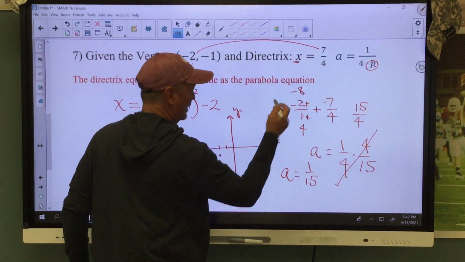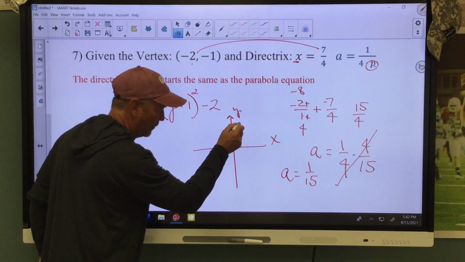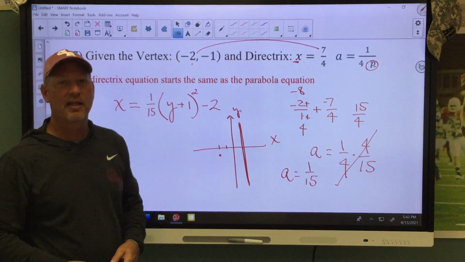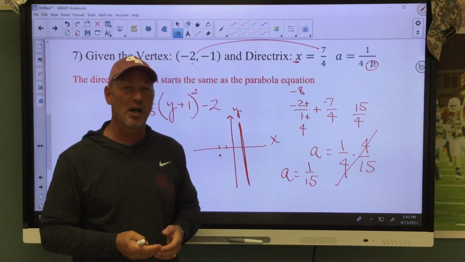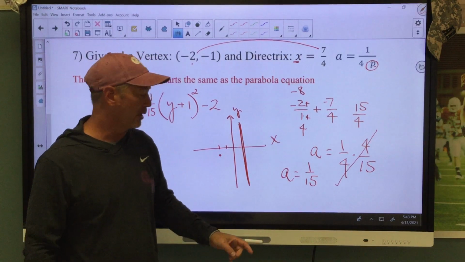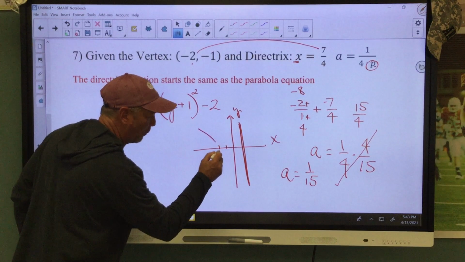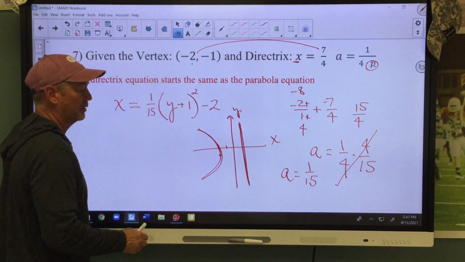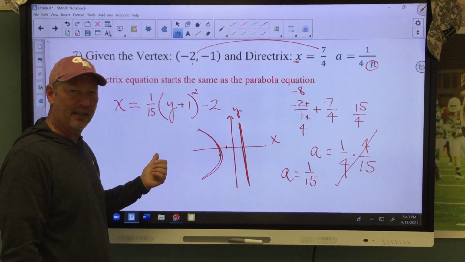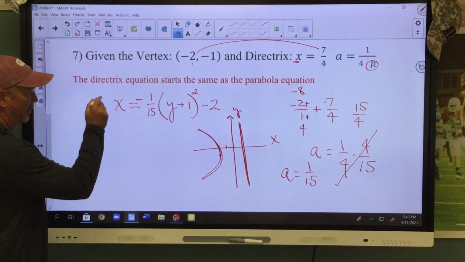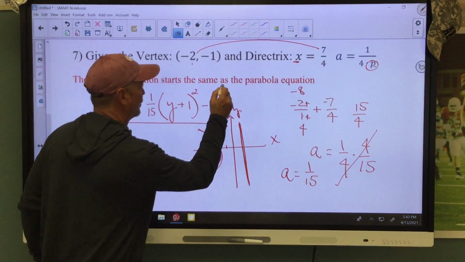It crosses the x-axis. So I have a directrix somewhere in here. The graph always opens away from the directrix. Here's my directrix. My graph always opens away from it. So it's going to open up to the negative numbers. So this makes this a negative 1/15. And there's my final answer.